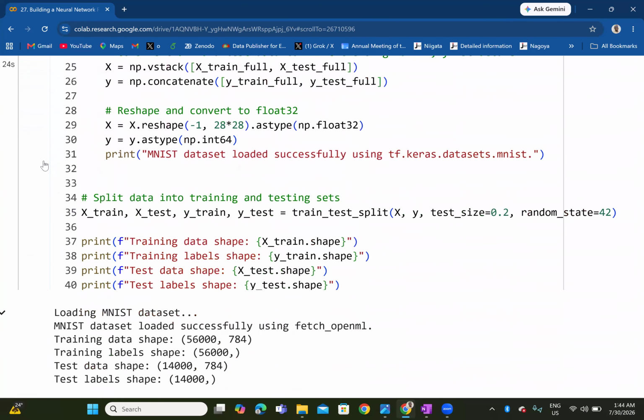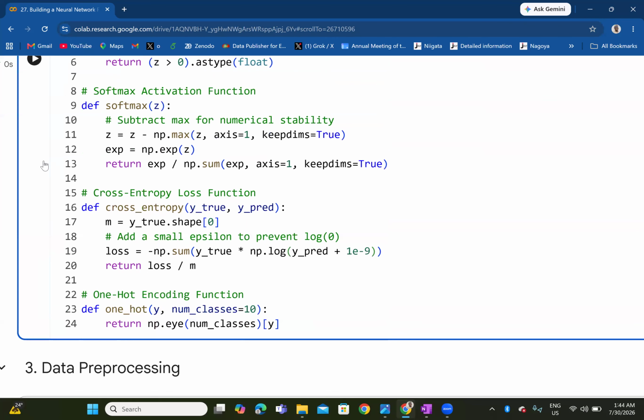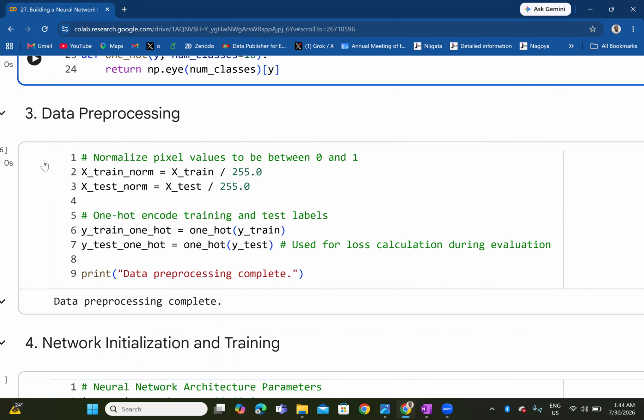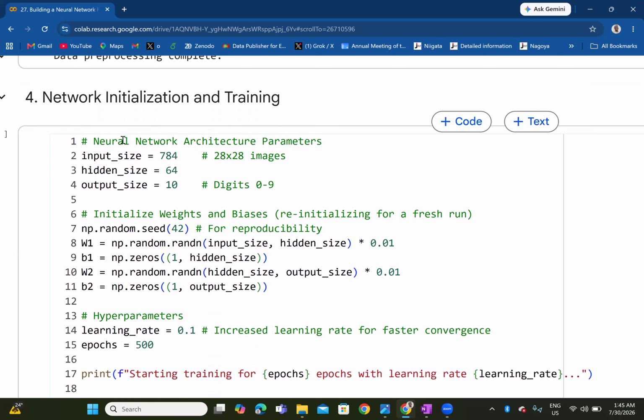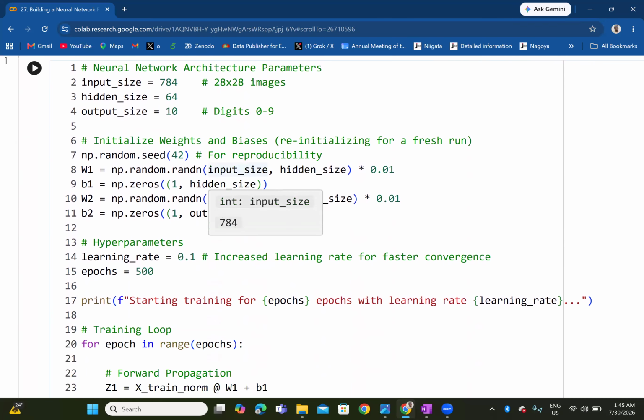Okay, so with all of that in place, we've done the activation function and data preprocessing. Then we have network initialization and training. For the neural network architecture parameters, the input size is 784, the hidden size is 64, and the output size is 10 because we are talking about digits 0 to 9. Then you can initialize weights and biases, so we initialize them for a fresh run.